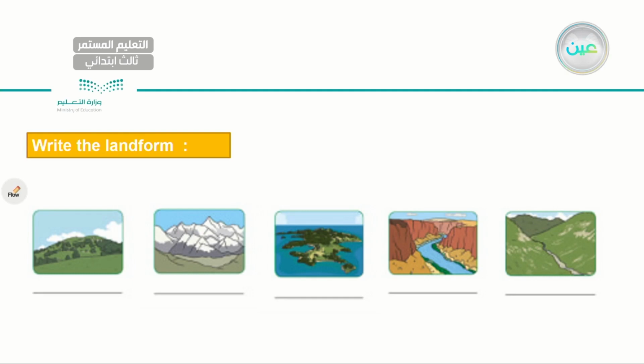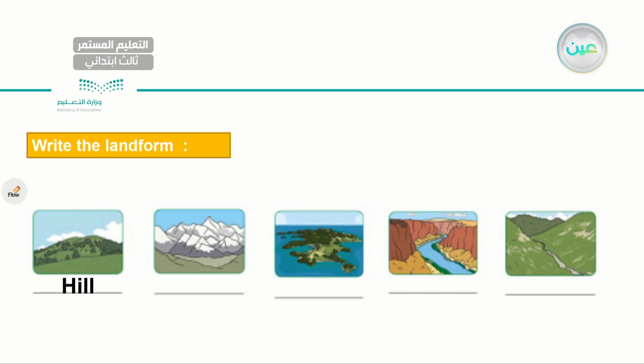I asked you to write the name or the correct name of each and every picture, okay? So here I have 5 pictures of 5 different landforms. Let's start with the first one. What do you think? What is it, my dear student? Is it a river? Is it a mountain, a city, a village? Actually, it's a hill. It's a hill. Very good. It is a hill.